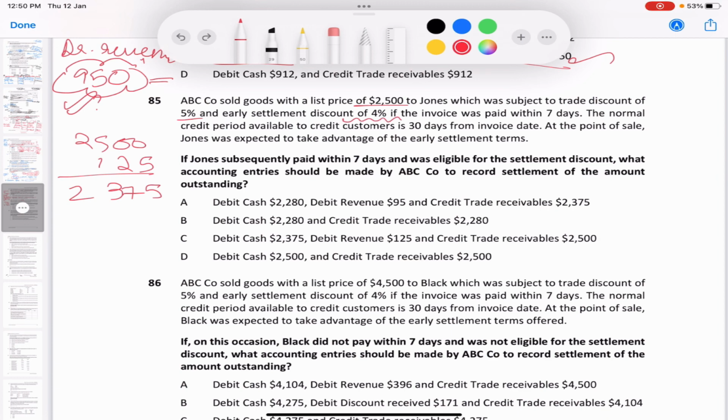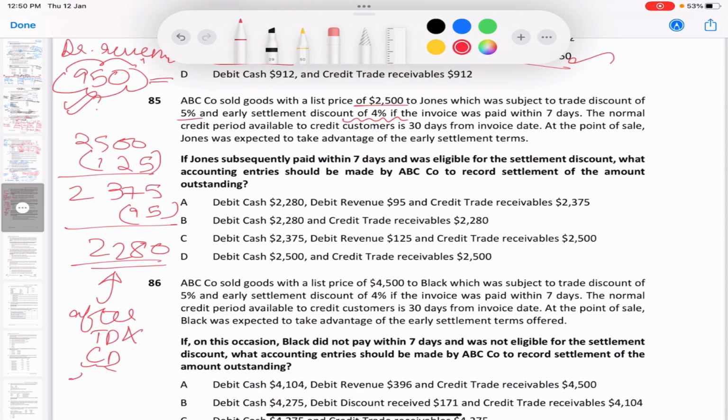Now if I deduct 4% on this value as my settlement discount, what is 4% of 2375? 95, right? So if I'm deducting 95, then my final value will be 2280. So this is my value after deducting trade discount and cash discount. What is cash discount? It is the early settlement discount. Okay, now what are we supposed to do? Try solving the question and then I will discuss.